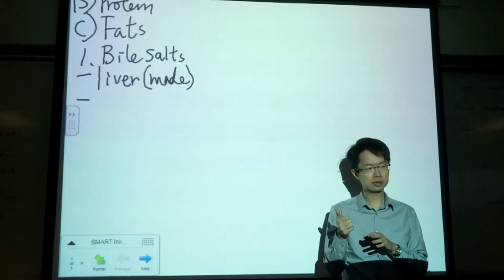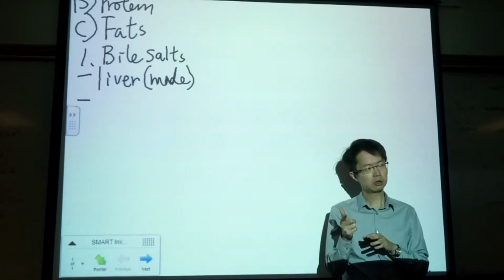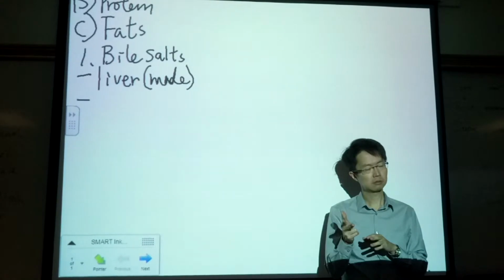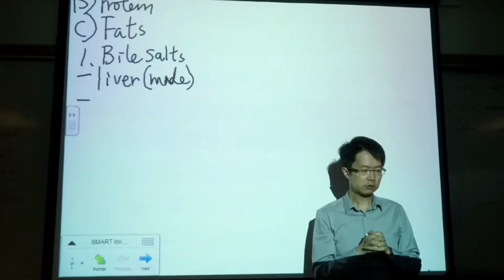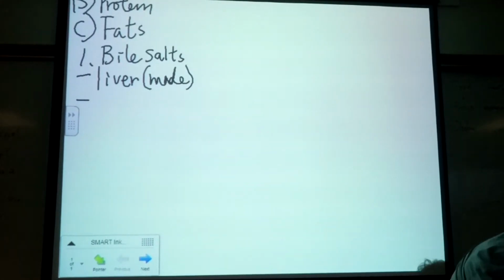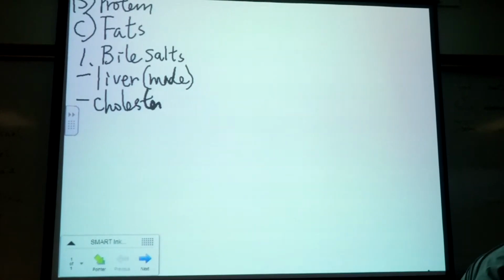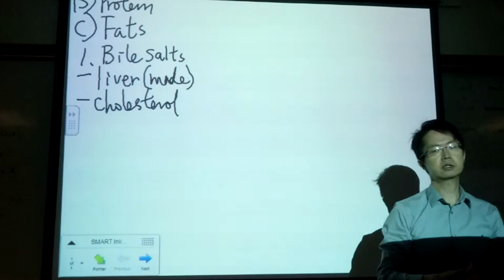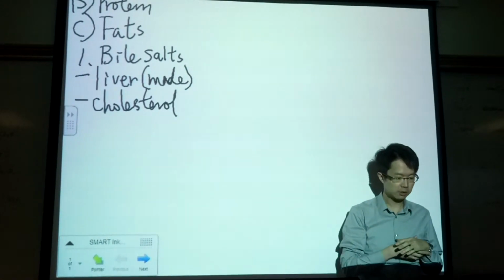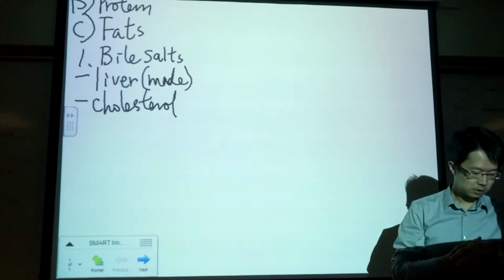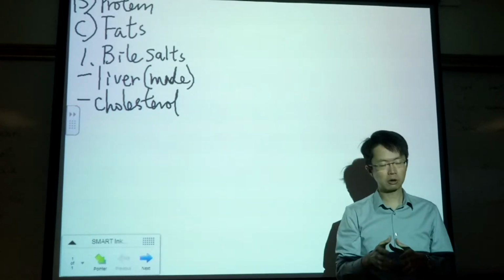First one is fat and oil. Second one is the phospholipid. Third one is steroid. I forgot the last one, sorry. But the bile salt is made from cholesterol. Cholesterol is under the category of steroid. And after we make the bile, bile is stored in the gallbladder.